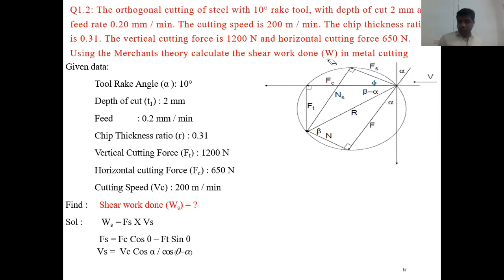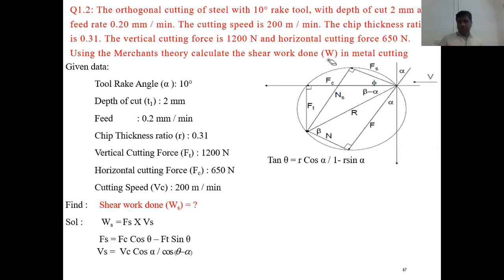Because we don't have the friction value, we are not taking the Merchant relations here. Instead of Merchant relation, we are taking the tan theta value, whatever the shear angle relation we discussed two classes before. So tan theta equals R cos alpha divided by 1 minus R sin alpha. From this we can calculate the theta value, because everything in it we know.